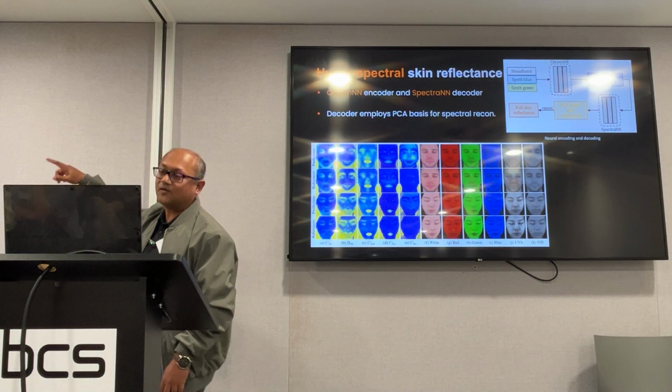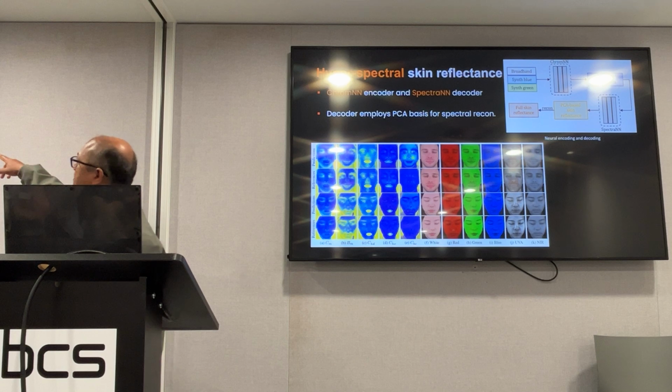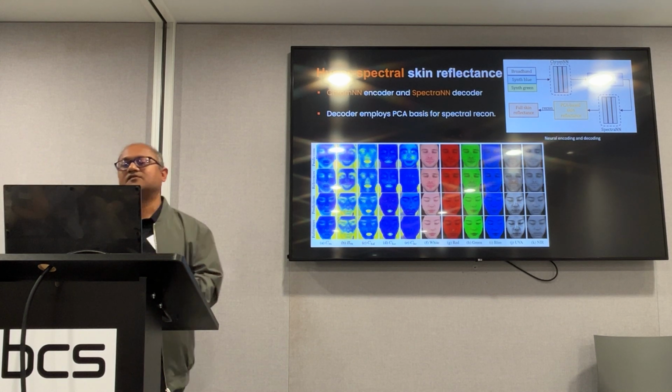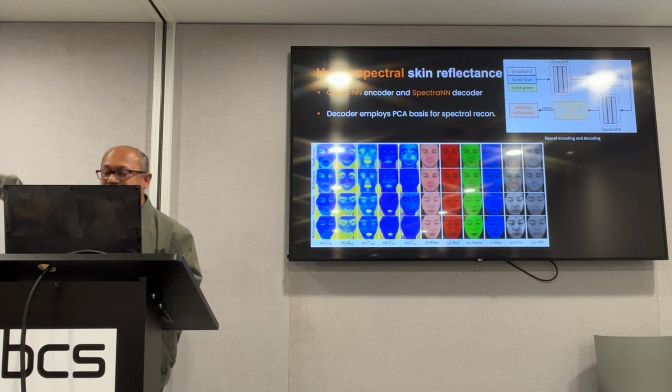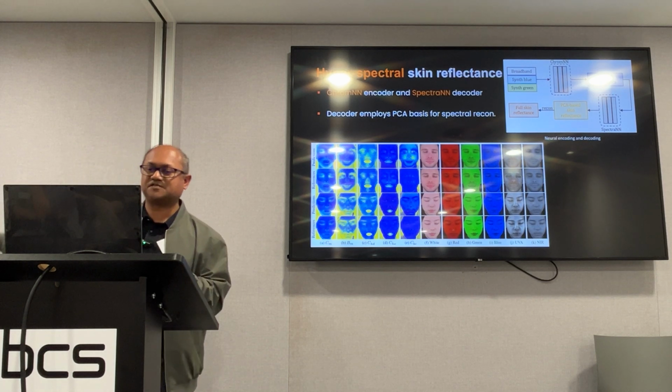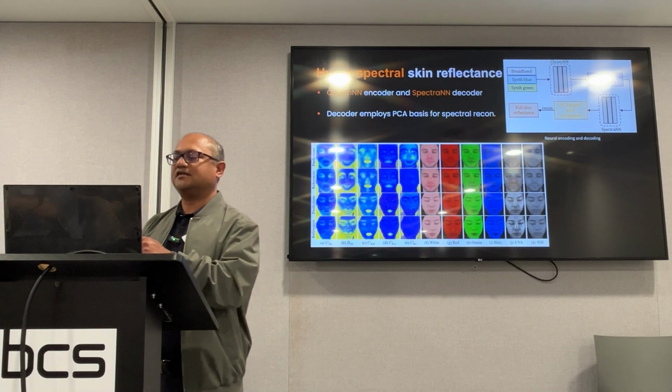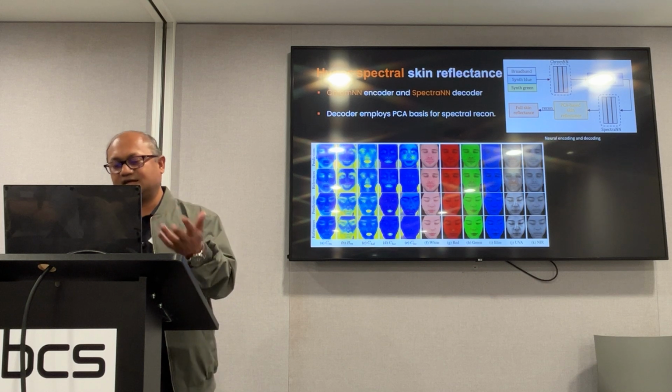One thing is that we've now expanded the neural network to directly predict spectral reflectance response, which means the same network can predict under different illumination spectra. We don't need to train a different neural network for every desired illumination spectrum.